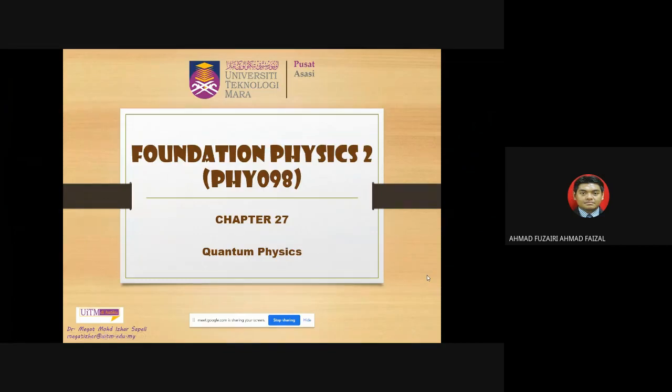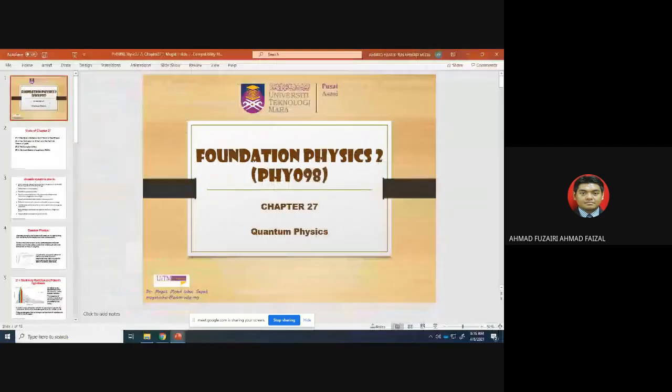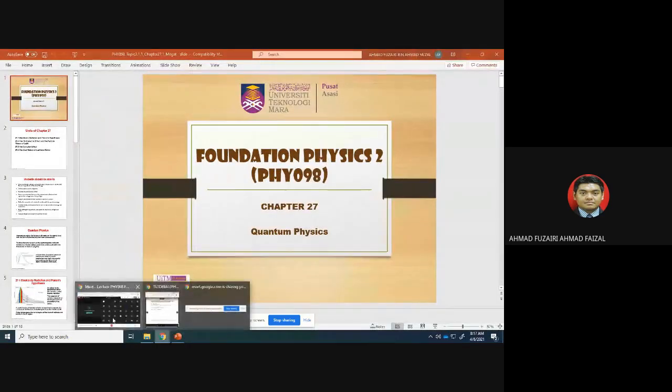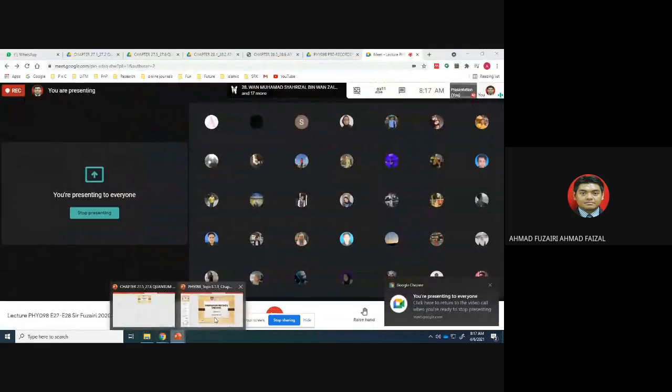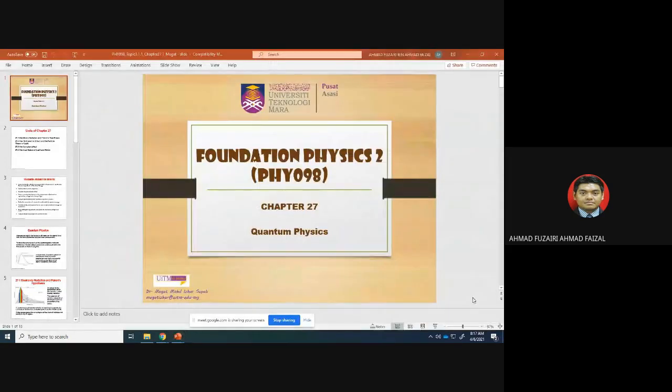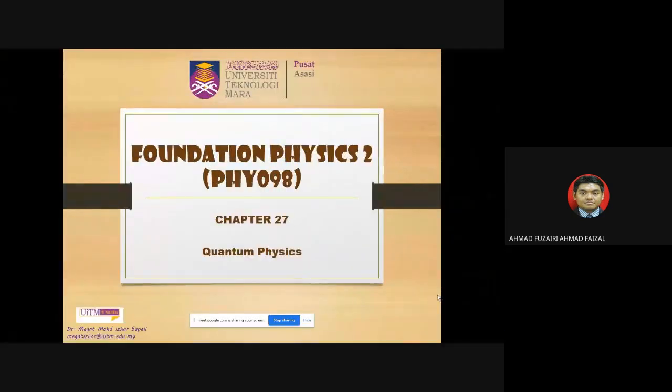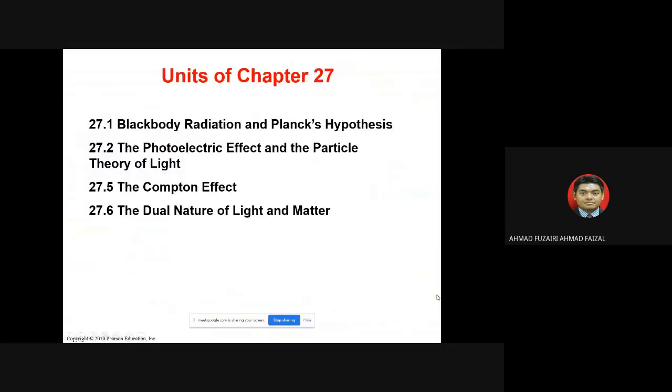Okay, so we'll continue with our topic from yesterday. Yesterday we learned about black body radiation. Black body radiation, what is it all about?